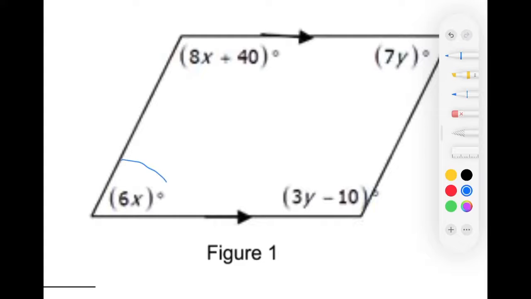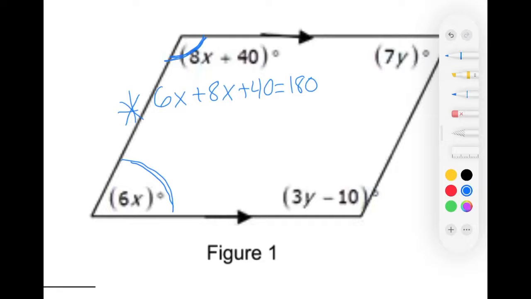So let's look at our x's first. We are given consecutive angles. When I say consecutive angles, there is no angle in between the two. So if they're consecutive angles, they are supplementary. That means we can add the two together. So 6x plus 8x plus 40 and set it equal to 180.